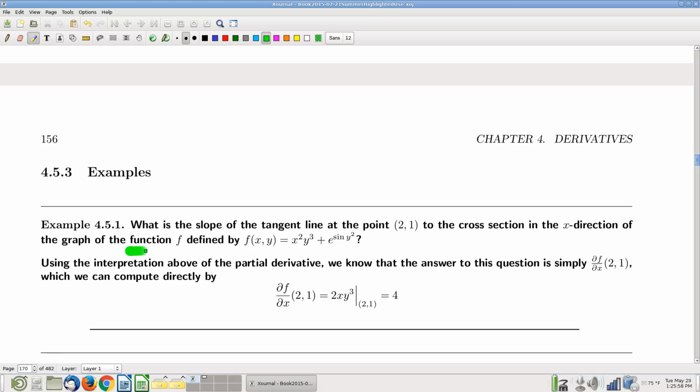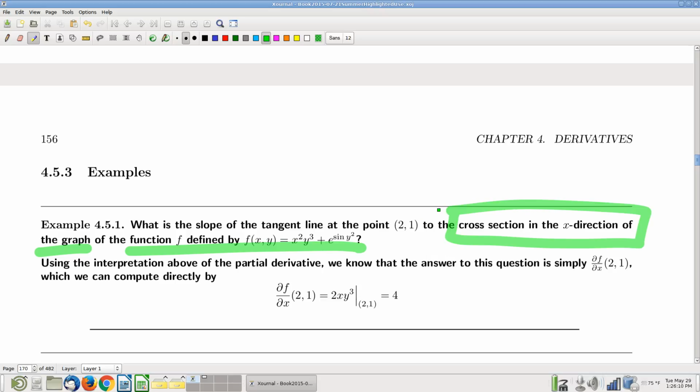Okay, so we got this function f. We want to look at the graph of f. That's a surface. Okay, we've got this surface. It's the graph of f. I now want to take a particular cross-section of this graph. Now, this is a vertical cross-section in the x direction, not the y direction. I'm looking at a graph of my function, and I want the cross-section that's going to give me a curve, and I want to know the slope of the tangent line of that curve.